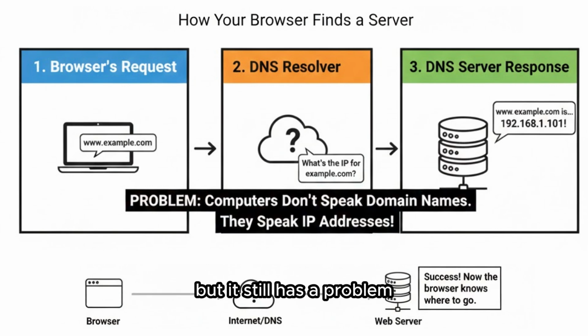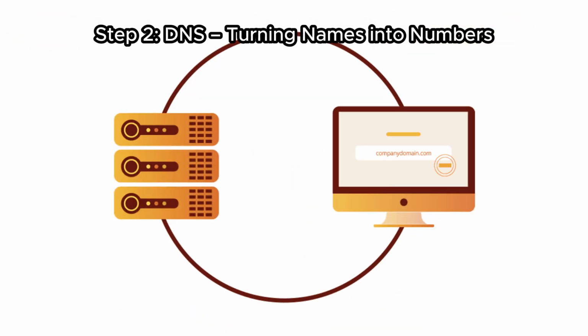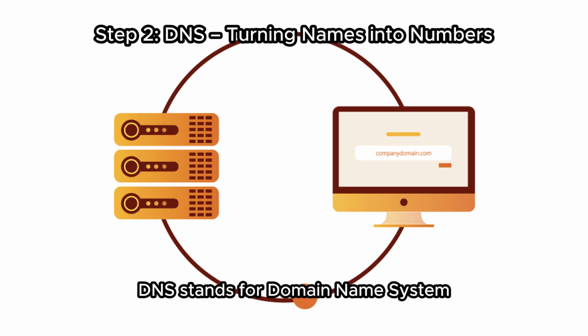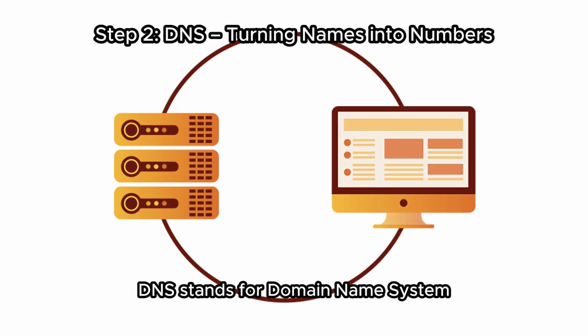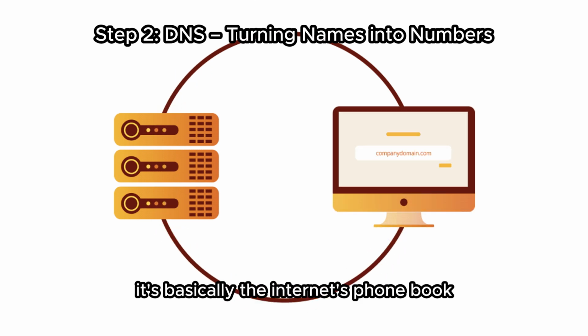The browser now knows what protocol to use, which server to contact, and what resource to request. But it still has a problem. Computers don't speak domain names. They speak IP addresses. Step 2. DNS, turning names into numbers. DNS stands for Domain Name System. It's basically the internet's phone book.